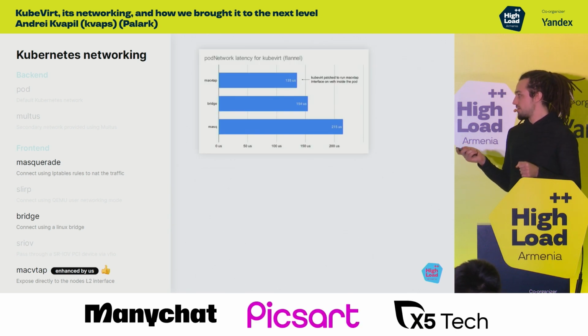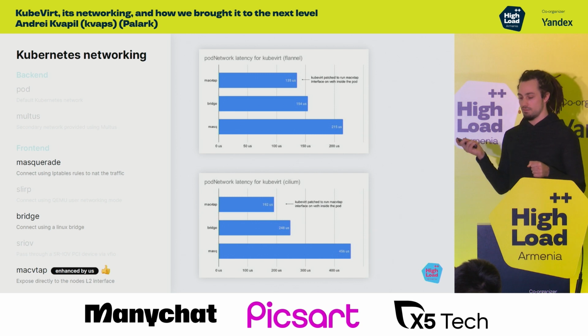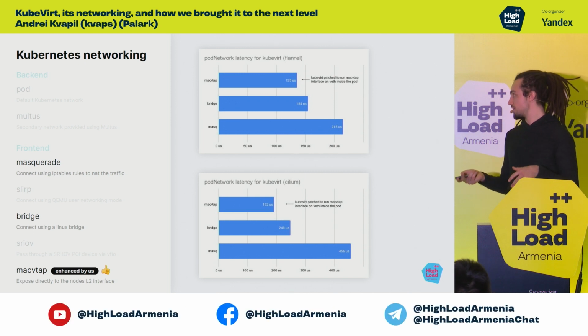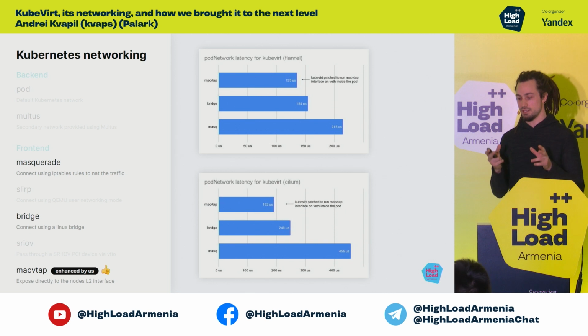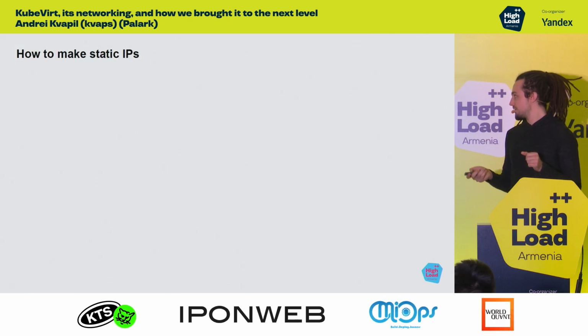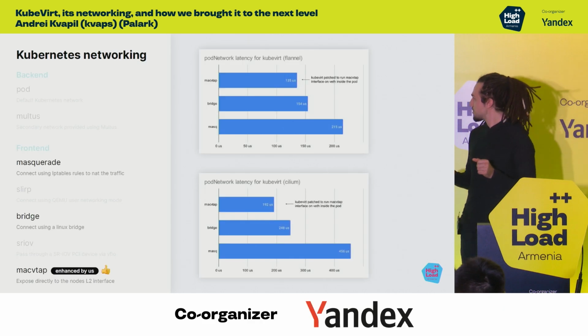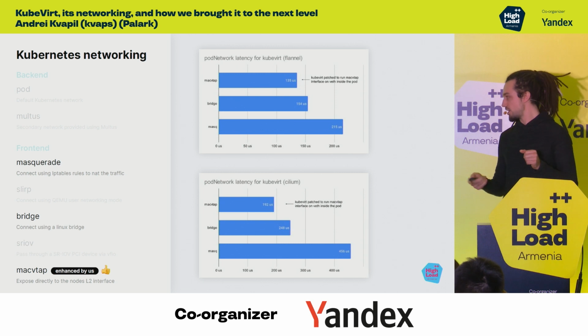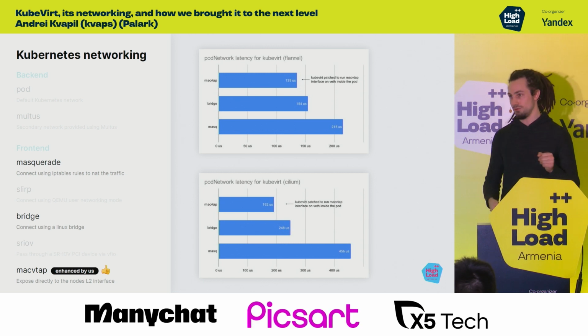If we compare these three modes, with two resources, with Flannel and with Cilium, in any case we can see that this macvtap mode we developed has less latency than the others. It might not be easy to see. The first one is macvtap, the second is bridge, and the last one is masquerade mode.